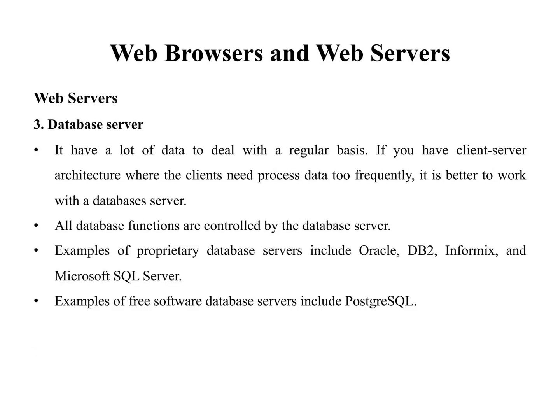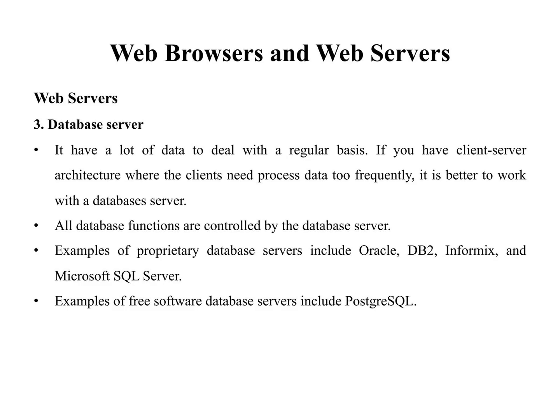Third one is database server. It contains a lot of data that is dealt with on a regular basis. If you have client server architecture, and the client needs to process data frequently, it is better to work with the database server. Then all database functions are controlled by the database server. For example, database servers include Oracle, Database 2, Informix, and Microsoft SQL Server.